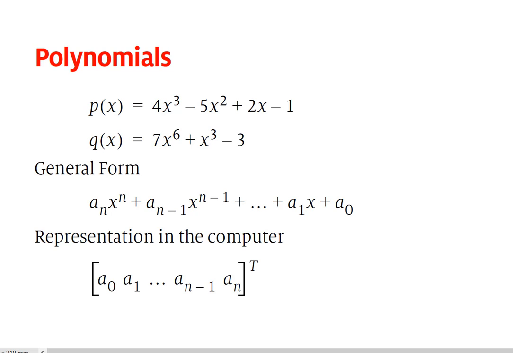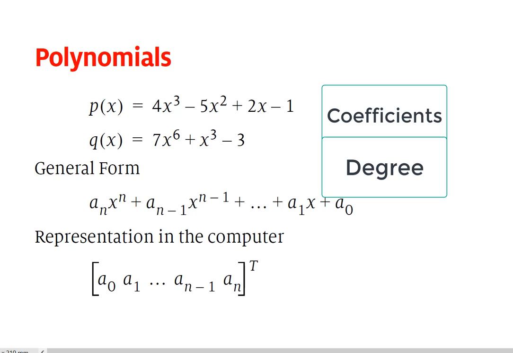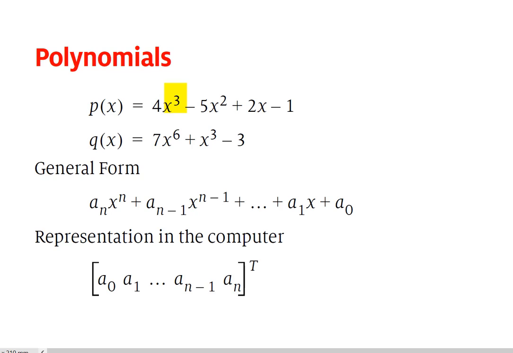The real valued factors are called the coefficients of the polynomial, and the highest power occurring in the polynomial is called the degree of the polynomial. So the first polynomial p(x) has degree 3 and the coefficients 4, minus 5, 2 and minus 1. And the second polynomial has degree 6 and the coefficients 7, 0, 0, 1, 0, 0, minus 3. The zeros stand for the powers that are not here.